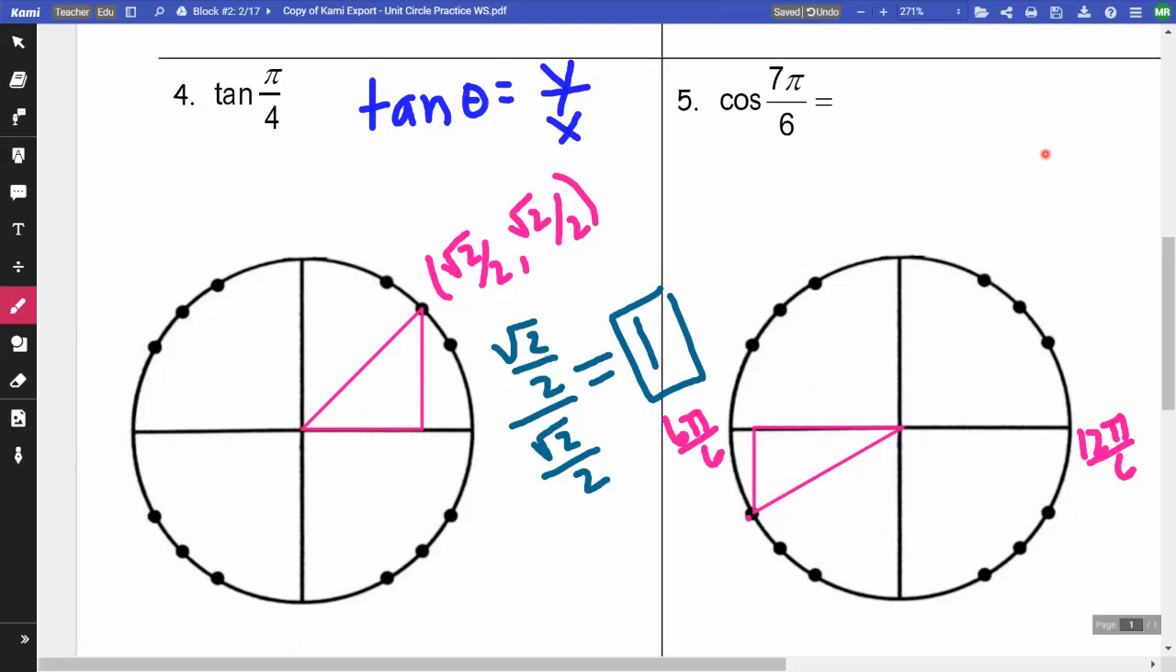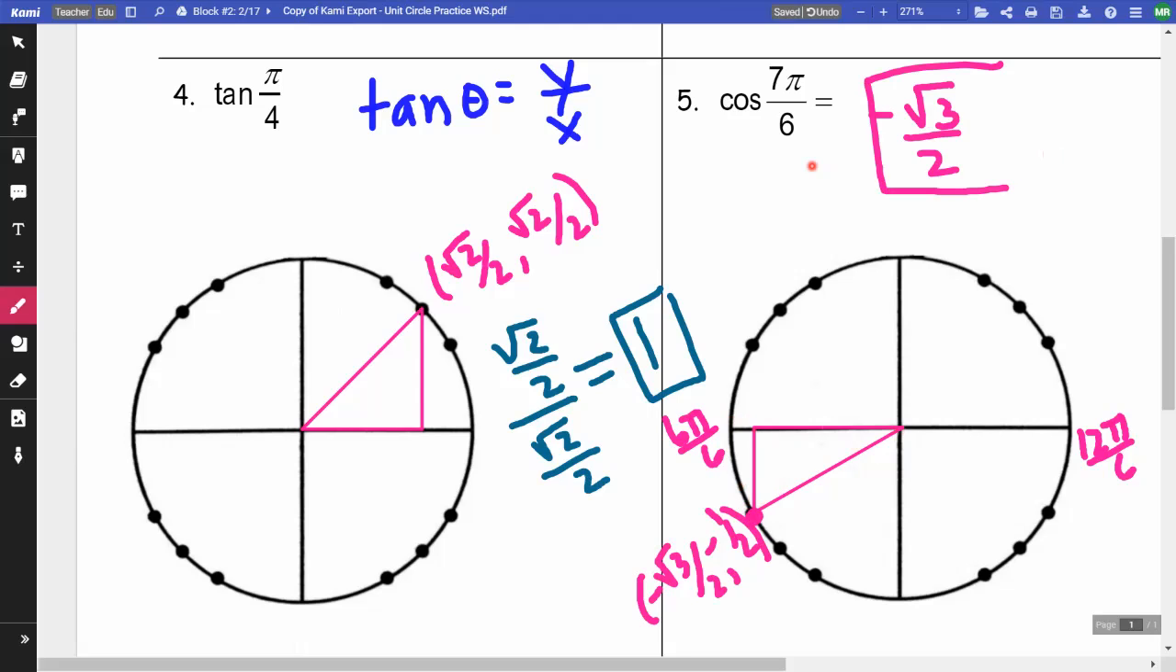Okay, so this point right here, I am at long, comma, short. Long, which is negative here, short, which is negative. So long, negative root 3 halves, short, negative 1 half. And I want cosine. And cosine is your x. So this is going to be a negative root 3 over 2. And that's your answer.